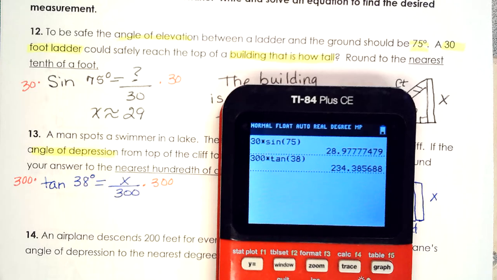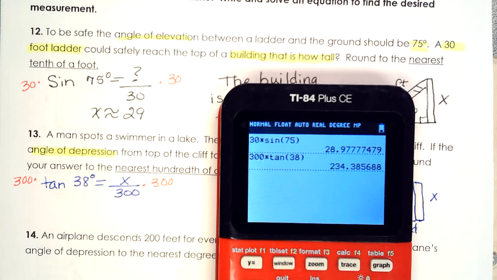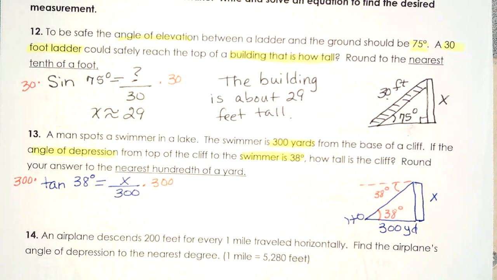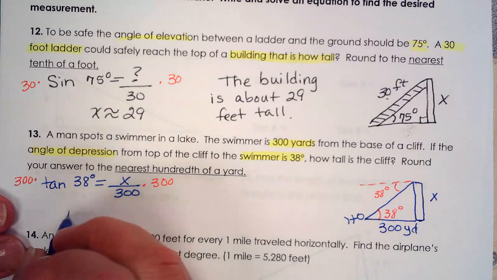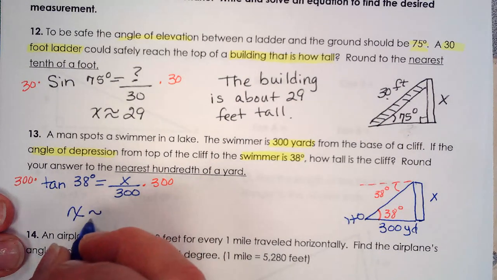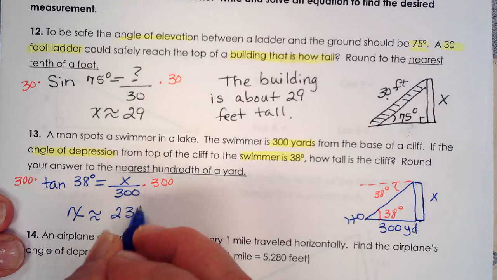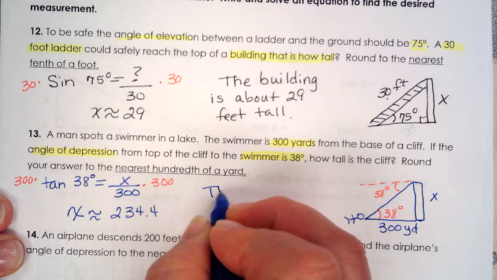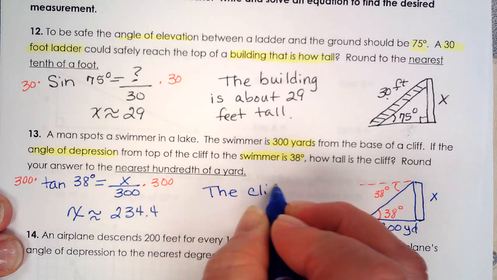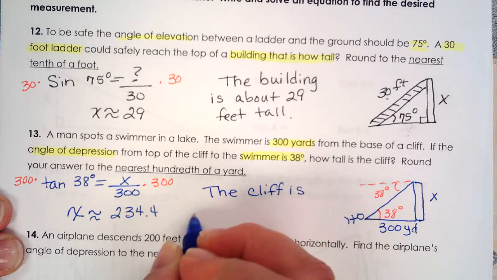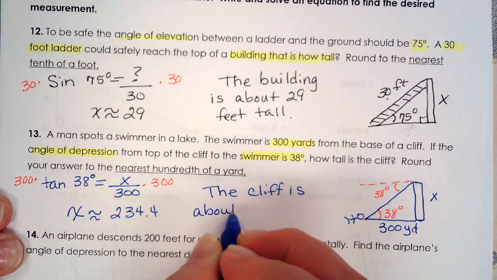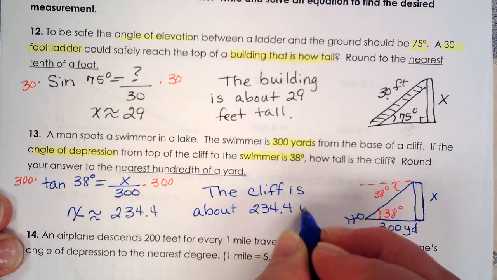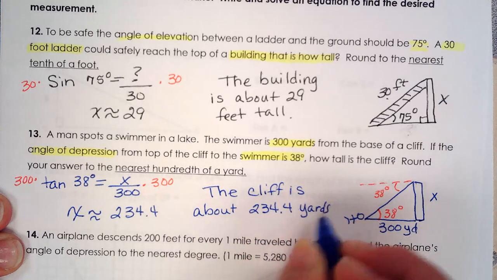300 times the tangent of 38 is 234.38. So that's about 234.4. So the cliff is about 234.4 yards tall.